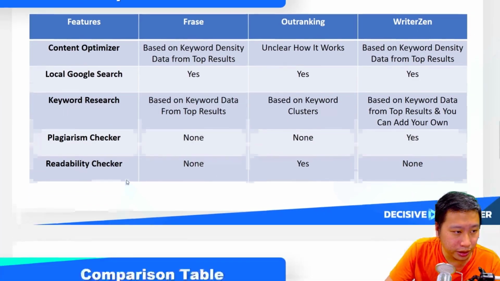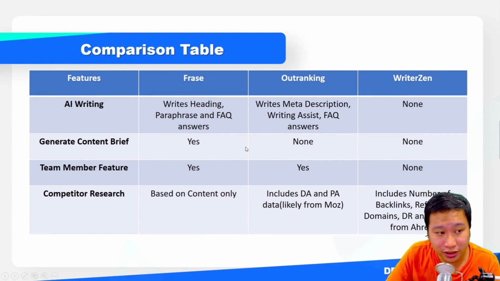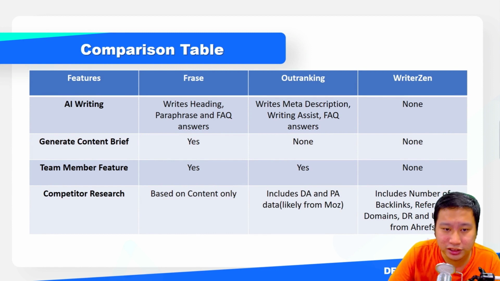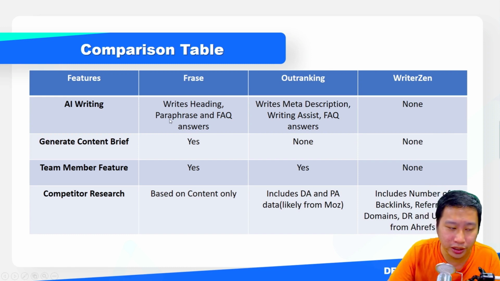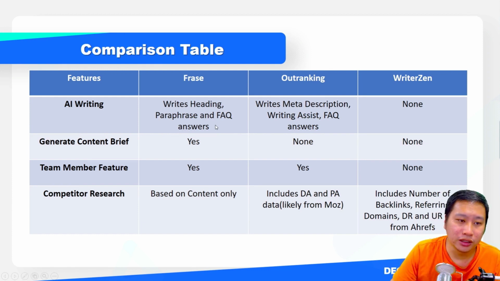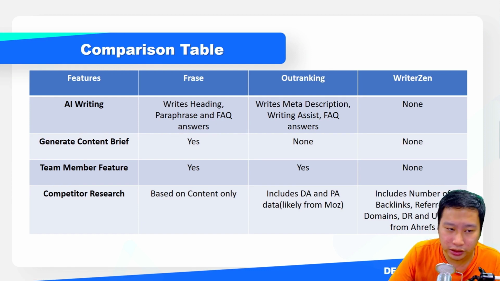Okay. And lastly, in terms of AI writing, WriterZen does not have any AI writing features at all. With Frase, you can write headings, you can do paraphrasing, and you can do FAQ answers. But with Outranking, you can write meta descriptions. It can assist you in writing. So if you write, let's say, a couple of sentences, let's say 5 sentences, and you're not sure how to move forward, you can use Outranking to generate it.